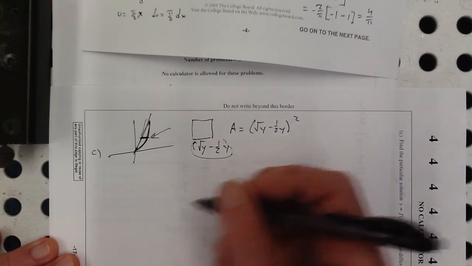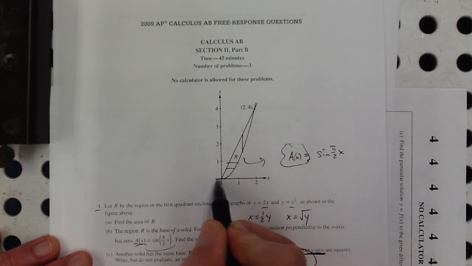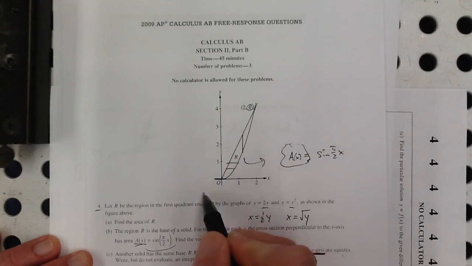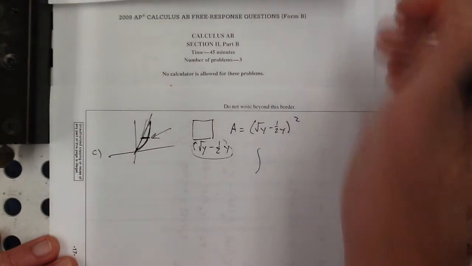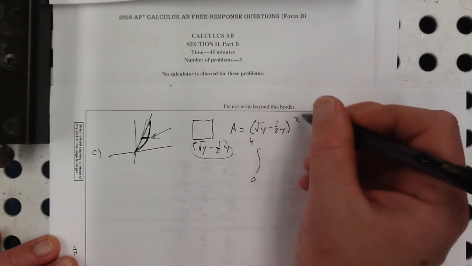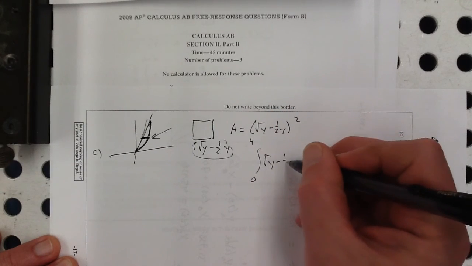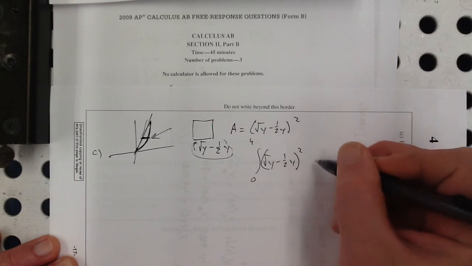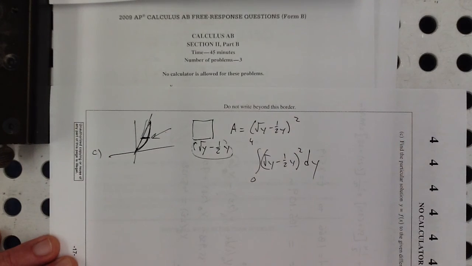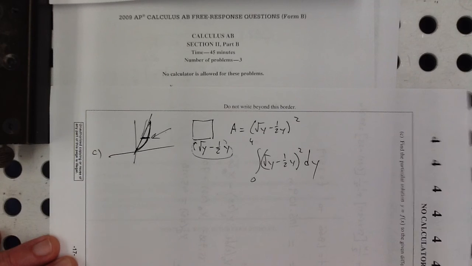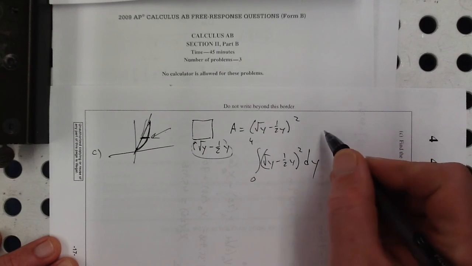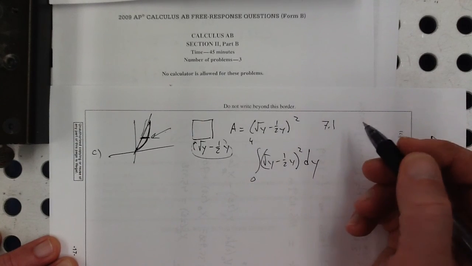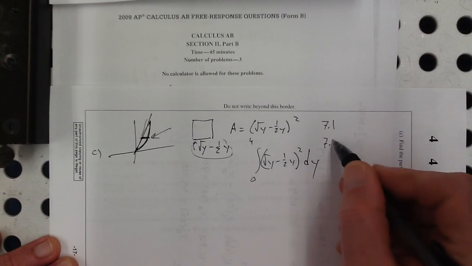So the volume of the whole thing is the integral. Now, this is a dy problem, so it's going to go from 0 to 4. We're talking about y values here, right? So from 0 to 4 of the area of the squares, and that's it. If you wanted to review this, all the area stuff is in section 7.1. That's part A of this question, and then the volume stuff is in section 7.2.